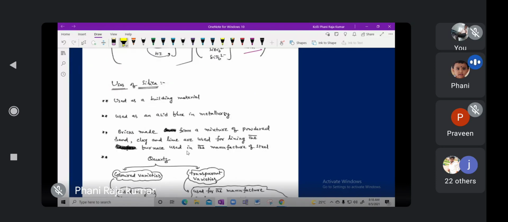And uses: used as a building material in the form of sand, used as an acidic flux in metallurgy. Flux means to remove gangue particles. Gangue particles means impurities, earthy impurities. Gangue plus flux gives rise to slag.